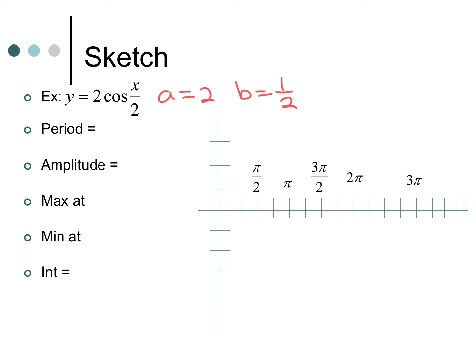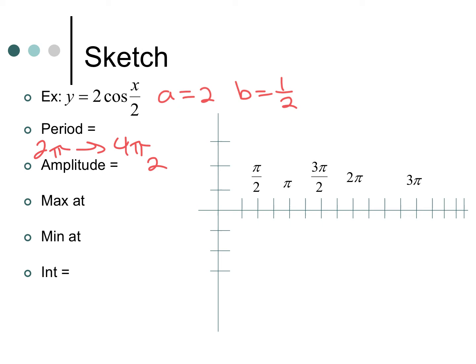So for our period, it was 2 pi. Since my B value is 1/2, I'm going to be dividing by 1/2, which would be the same as multiplying by 2. So when period was 2 pi, it's going to become 4 pi now. Again, because we have that horizontal stretch by a factor of 2. For our amplitude, our A value is a positive 2, so your amplitude is also going to be 2, which means we're going to see a vertical stretch by a factor of 2 as well.